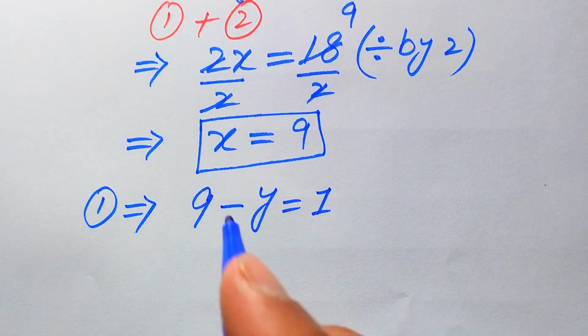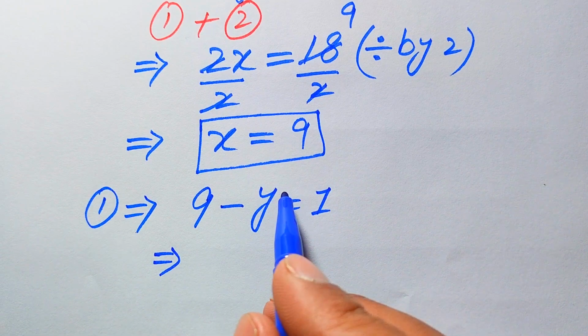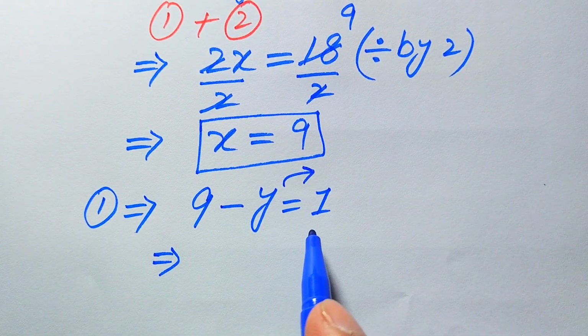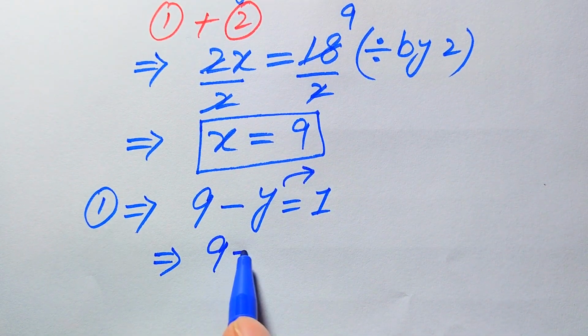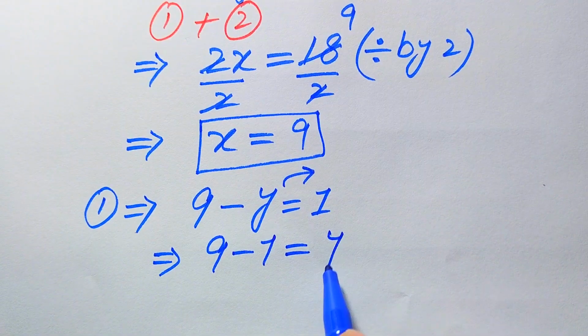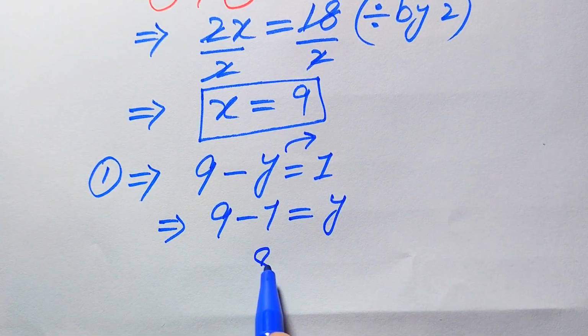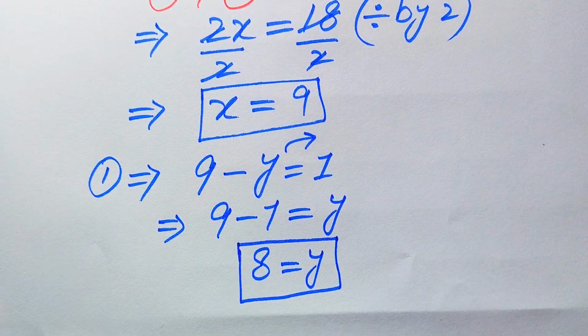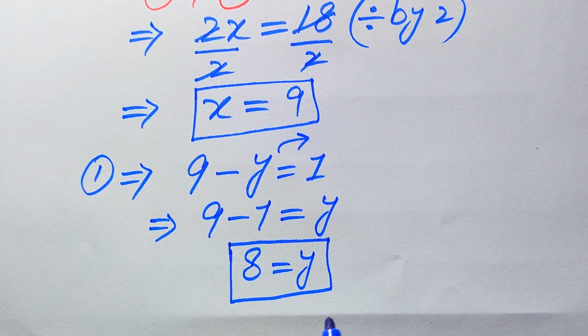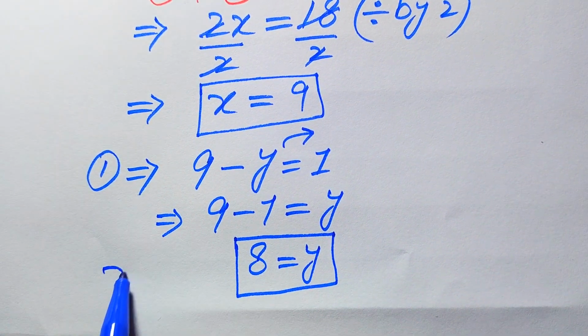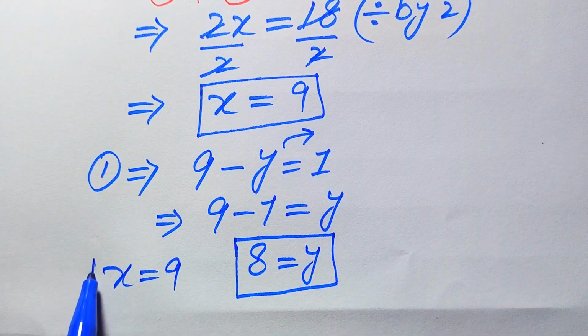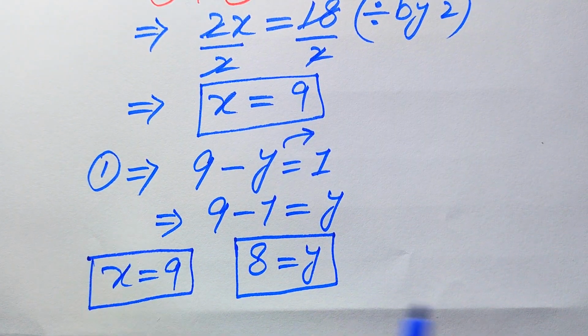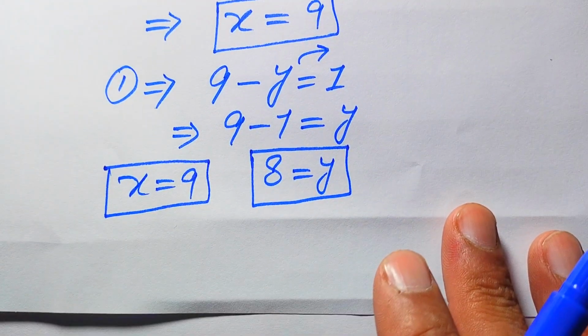Further, we need to move this minus y to the right hand side, and move 1 to the left hand side. It becomes 9 minus 1 is equal to y, and 9 minus 1 becomes 8, so 8 equals y. This is the value of y which we get here, and the value of x is equal to 9. So we obtain only one value each of x and y in this method.